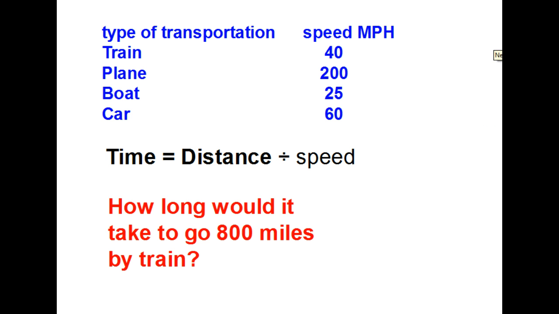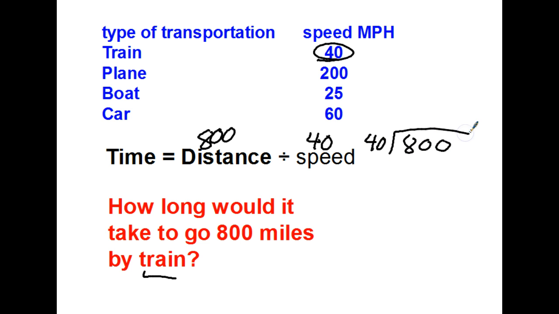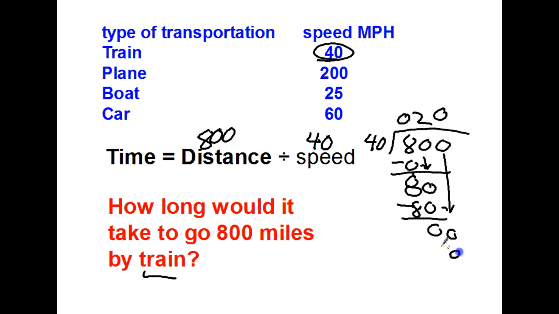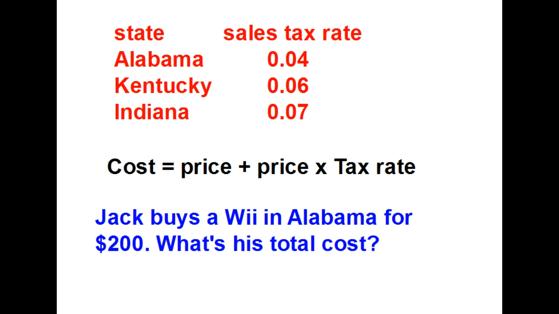Last one on this kind. This time I'm taking a train to go 800 miles. This was just like we took an 800-mile plane ride. So 800 by train, the speed in the train is 40 miles per hour. So I got 800 divided by 40. No 40s in 8. How many 40s in 80? There's 2 of them. 2 times 40 is 80. Nothing left. Bring down my 0. There's none there. It would take 20 hours to go by train 800 miles.